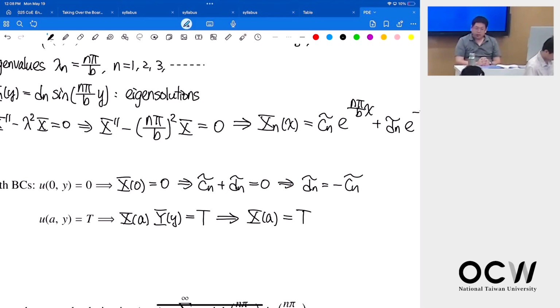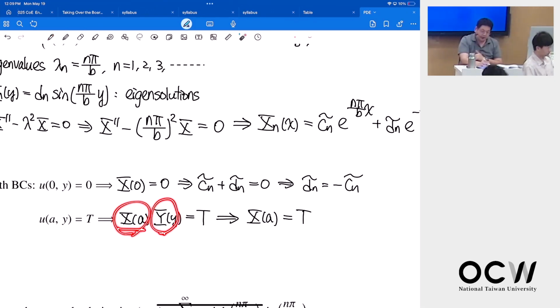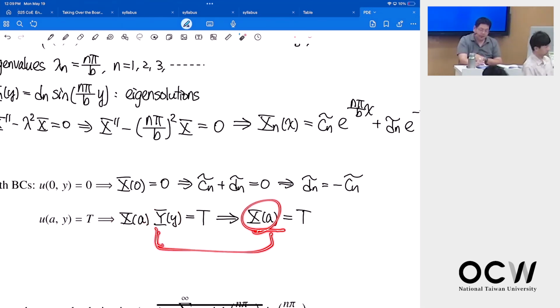Any questions for this? No questions? Actually, something is wrong. X of a, this is a number, right? And this is a function. That will be T. And then we can apply that X of a will be T. Correct?